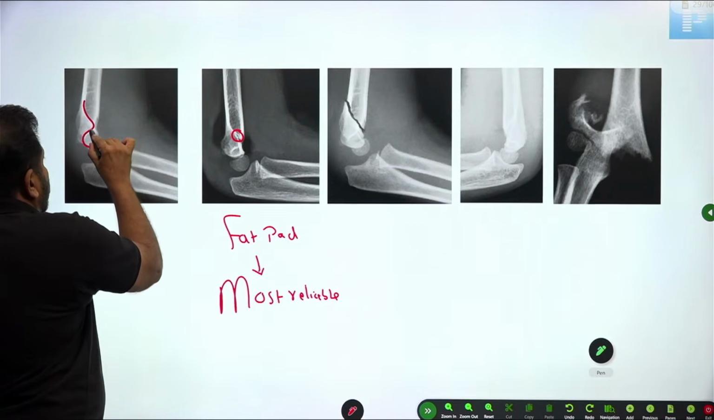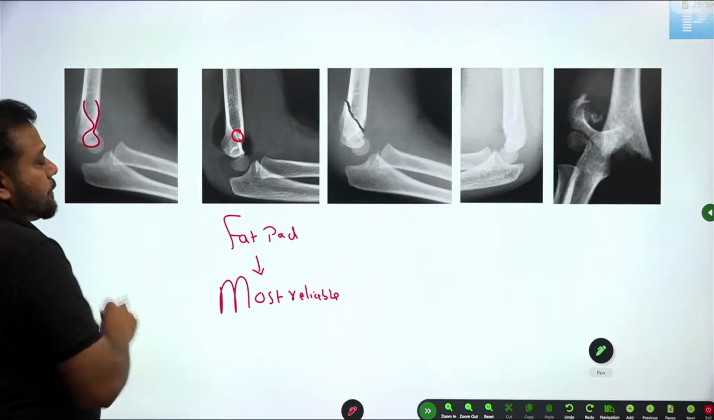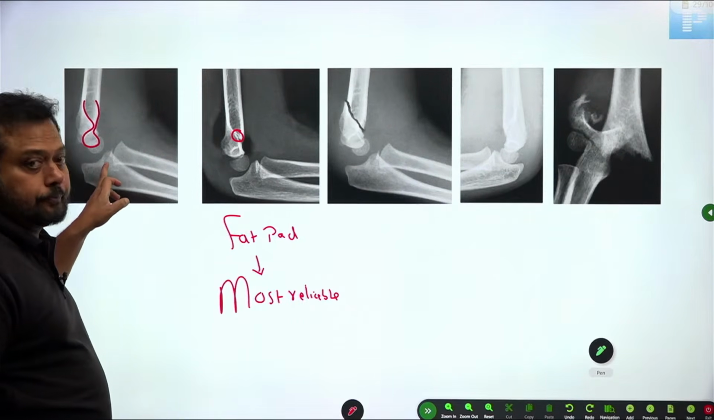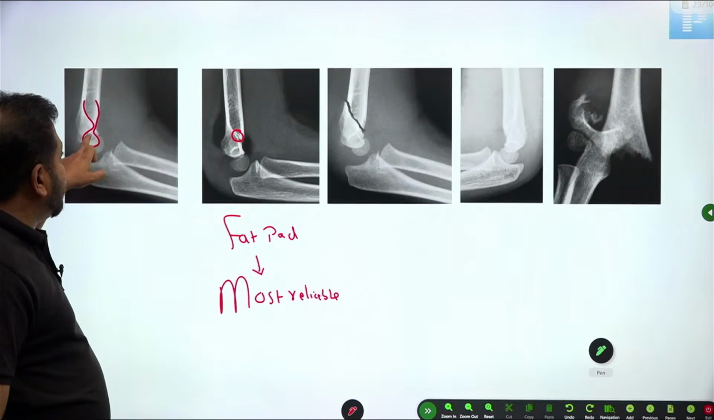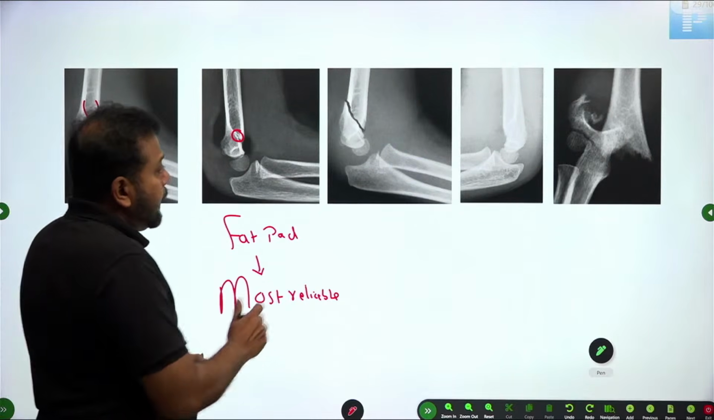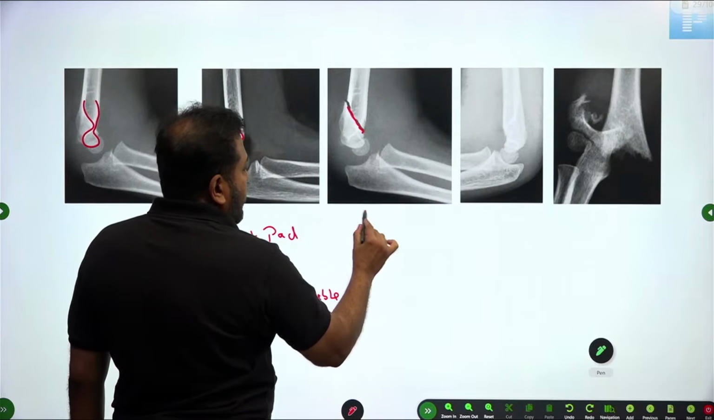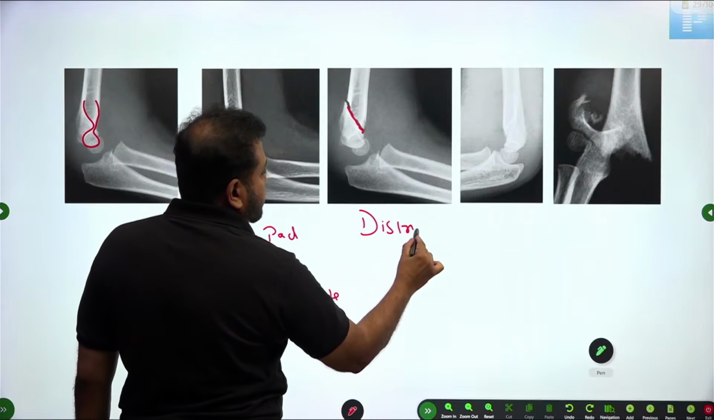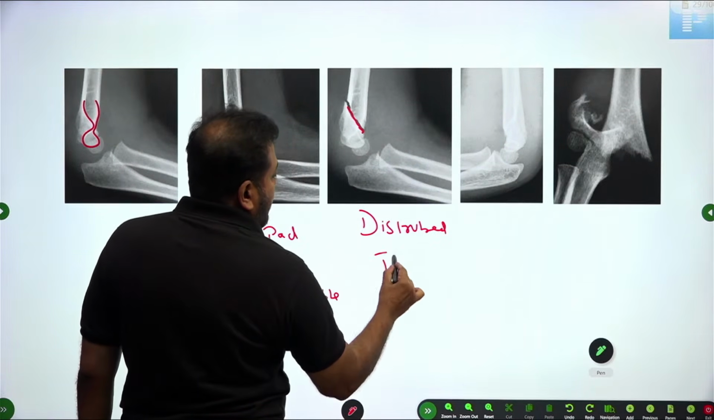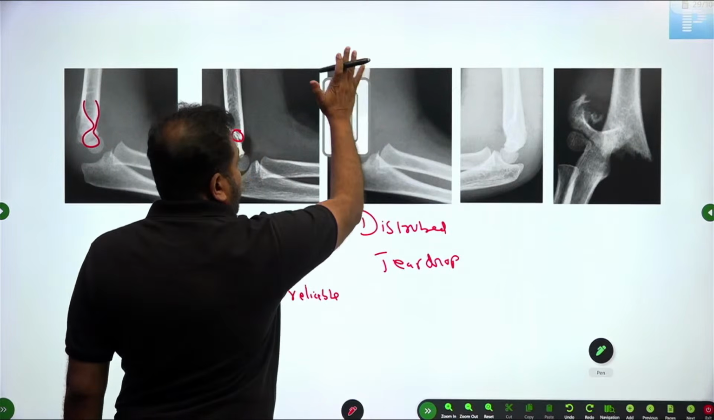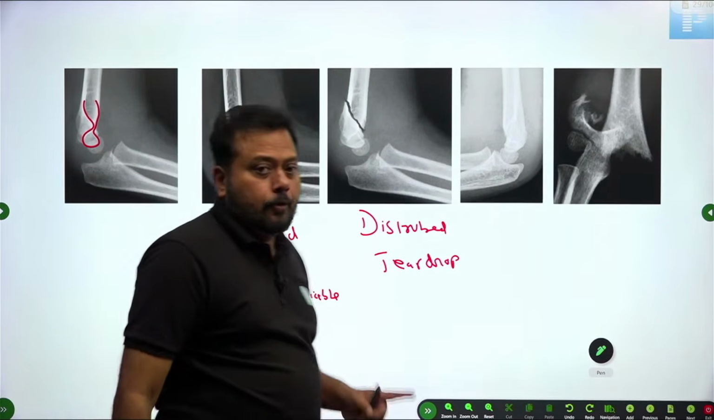Then comes, you see here, normally when you see, I will draw and I will go. In the lateral aspect, normally you can see a structure which is the lower end of humerus, a teardrop like structure. This is the capitulum, teardrop like structure. In supracondylar fracture, the teardrop is disturbed. So a disturbed teardrop sign.